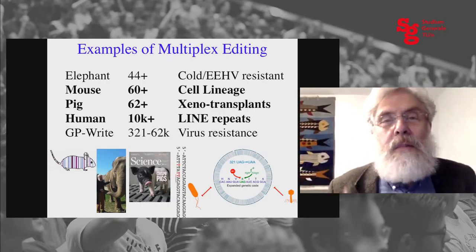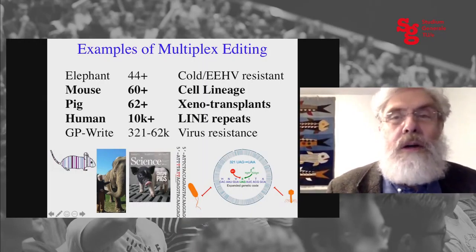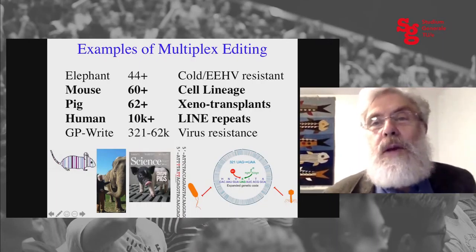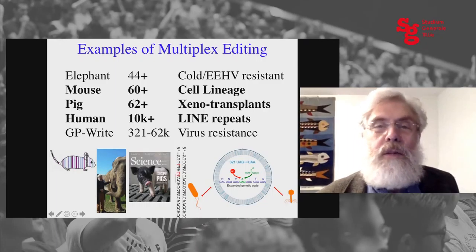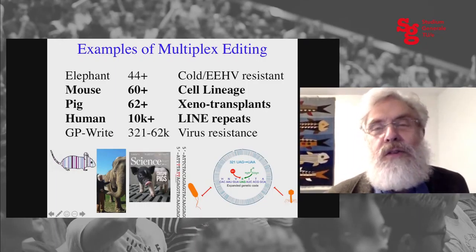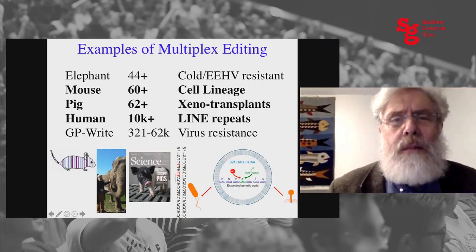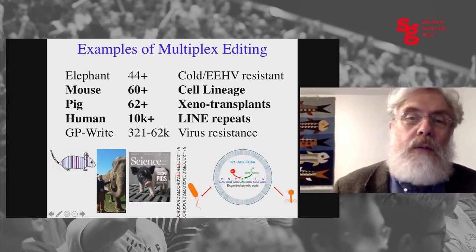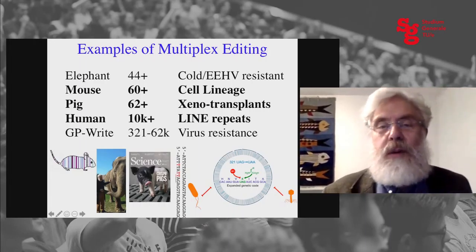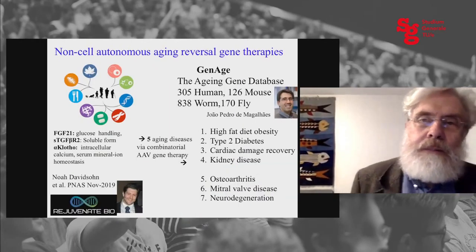So I just want to conclude by summarizing some examples that I've shown where we have to do complex multiplex editing. The elephant, we think there's somewhere between 40 and 100 changes that we're making them to be cold resistant, virus resistant, poacher resistant. For the pig, we've made somewhere between 20 and 62 different edits to allow transplants. For the human, we've done 22,000 edits in repetitive elements, and we're working on various ways of getting multivirus resistance by recoding. I didn't show that, but we've successfully done that for at least one cell type.